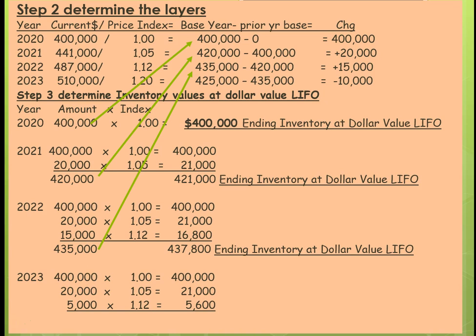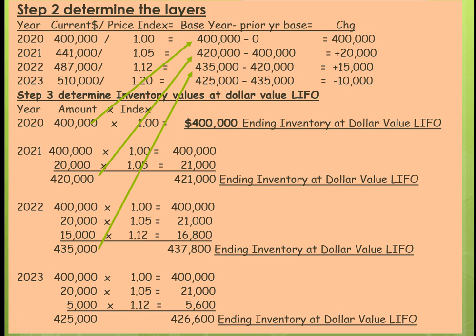We will never use the 1.2 index, and now we only have 5,000 left at the 1.12. And that gives us our ending inventory for 2023. Now here's how it works. If you lose the value, the change for that year, you can never use that index. So in this case, since we went down in 2023, we'll never use that 1.20.